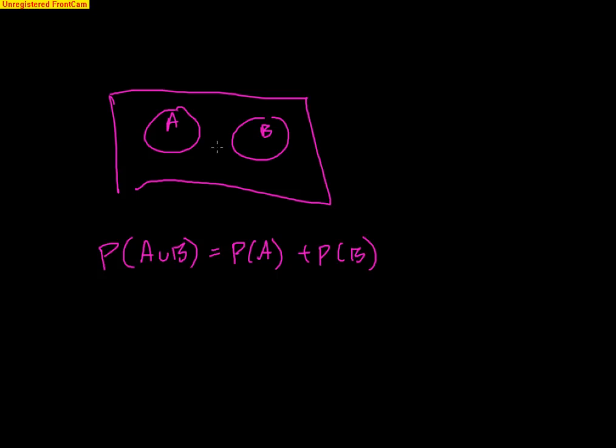There's no overlap to subtract away, which is why when you're mutually exclusive, the probability of A and B is equal to 0 because there's no overlap. So if you're mutually exclusive, there's no overlap. The probability of A and B at the same time is 0. You don't have to worry about subtracting it away.